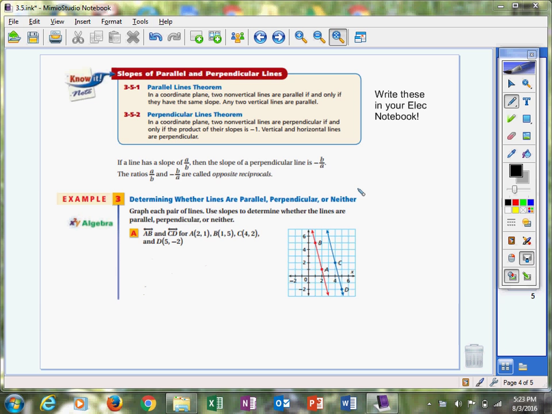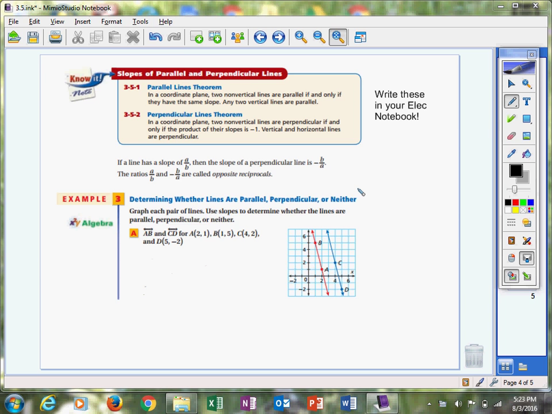On section 3.5, we're going to do example 3. I do want you to take just a moment to consult your electronic notebook and put in it the parallel lines theorem. What that states is that in a coordinate plane, two non-vertical lines are parallel if and only if they have the same slope.